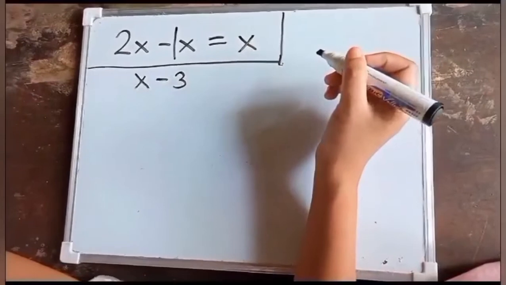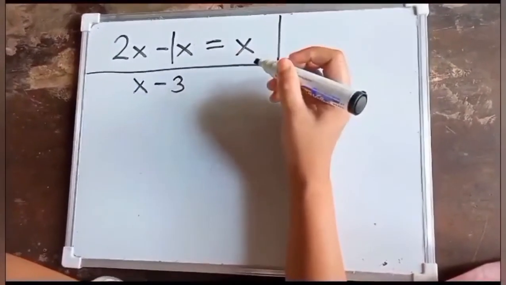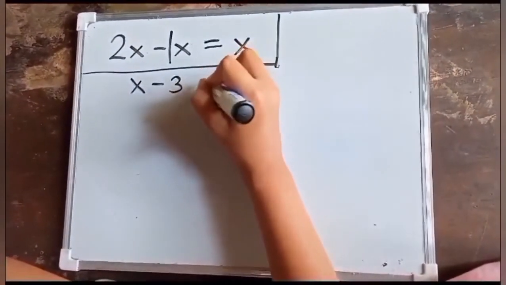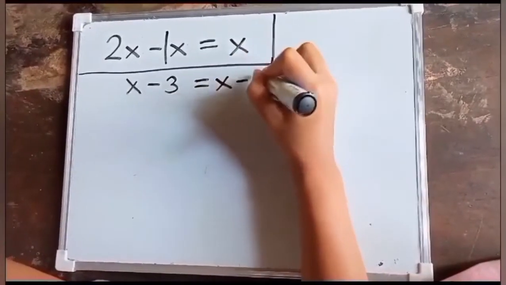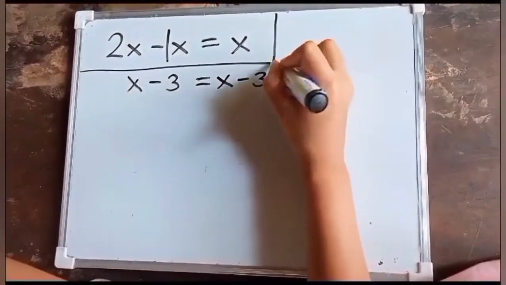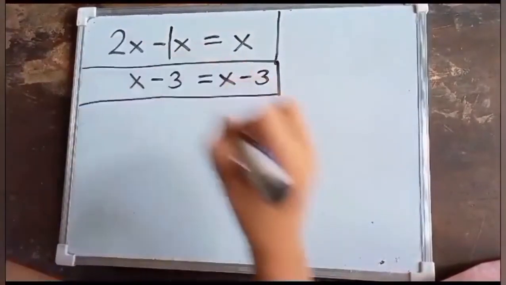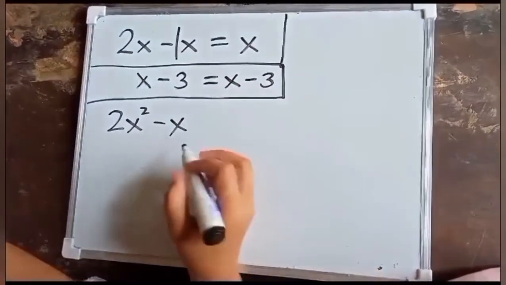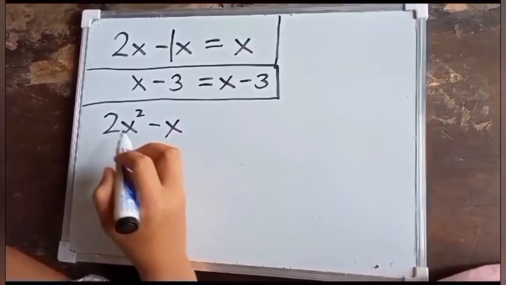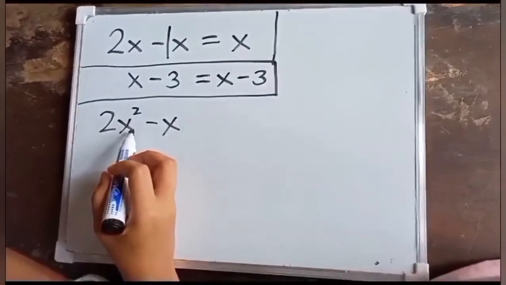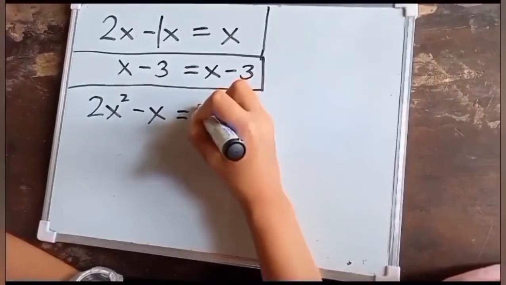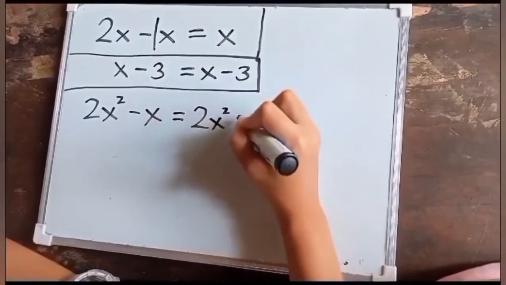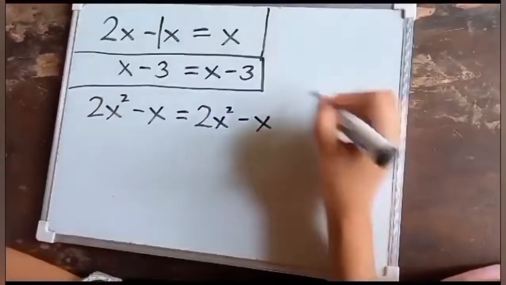The next example, as you can see, we only have x minus 3. There's no like term, so we just have to copy them. x minus 3. Now we're on the third example. We have 2x squared minus x. Same as the second example, there are no like terms, so we just have to copy them. 2x squared minus x.